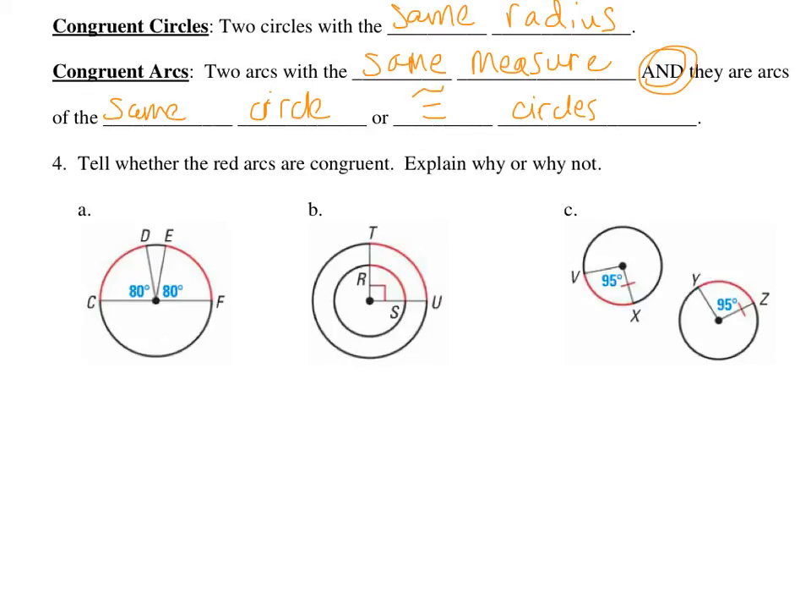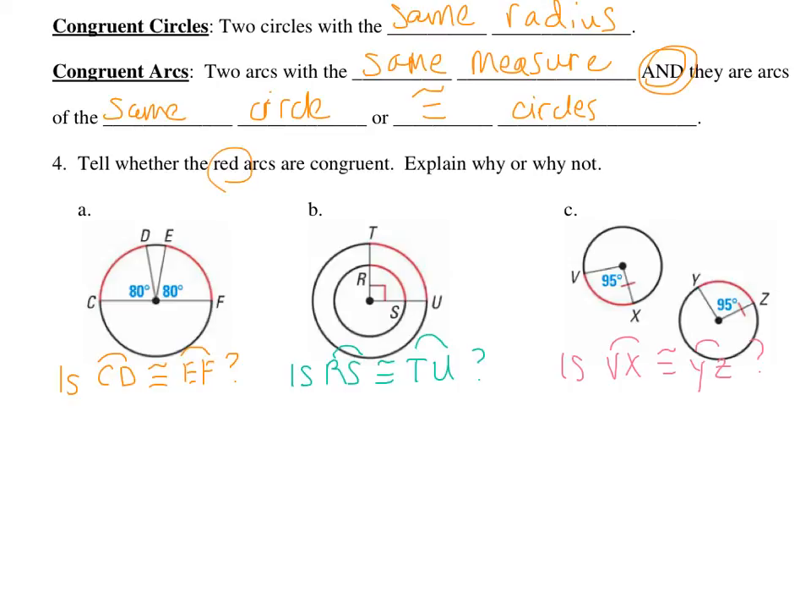Okay, so looking at our figures down below, notice we've got the red, and we need to tell, are the red arcs going to be congruent? So I put it in question format underneath the picture, so those of you that can't see the colors on your own paper, you can at least follow this along.